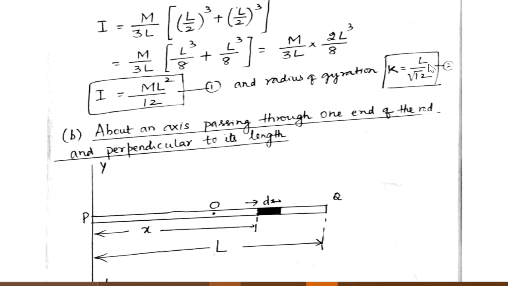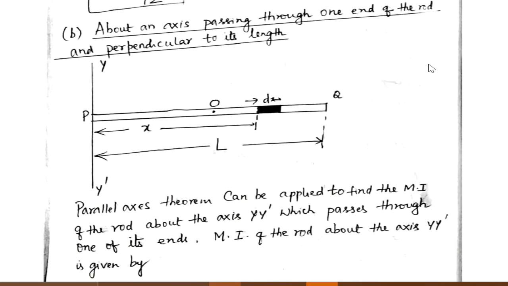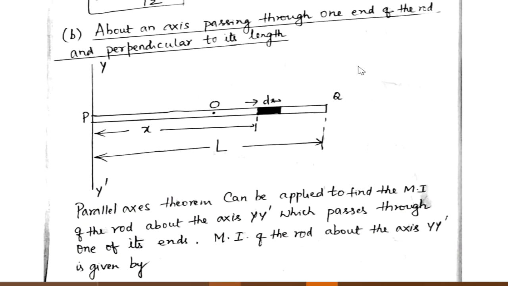So equation 1 gives you moment of inertia of a thin straight rod about an axis passing through the center and perpendicular to its length. And equation 2 gives radius of gyration. Next, let us come to the second case, B: moment of inertia about an axis passing through one end of the rod and perpendicular to its length. So look at the figure.